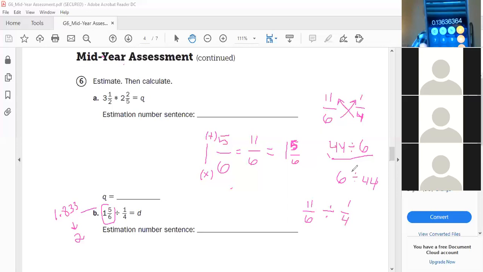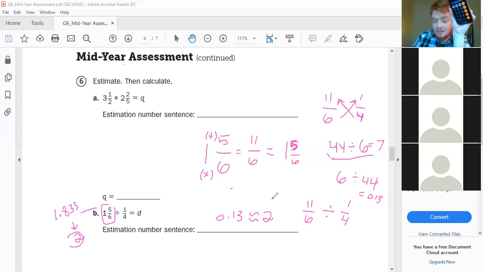6 divided by 44 is 0.13, and then all that jazz, which would be a fraction. But that is way closer to our estimate, remember, which was 2. That's way closer to 2 than 7. Remember the one that equaled like 7 something? This one equals 0.13. Since this one is closer to our estimate, this is the one we do. Okay? Sorry. That was my bad.